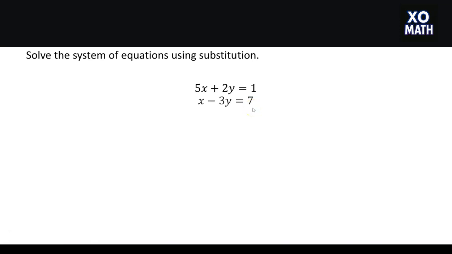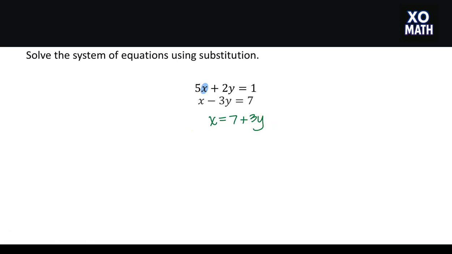We want one of the variables to have a coefficient of 1, and the x variable has a 1 in front of it. So to solve for x, I simply need to add 3y to both sides of the equation. So I'll end up with x is equal to 7 plus 3y. Now here comes the substitution part. We're going to replace the x in the other equation with 7 plus 3y.